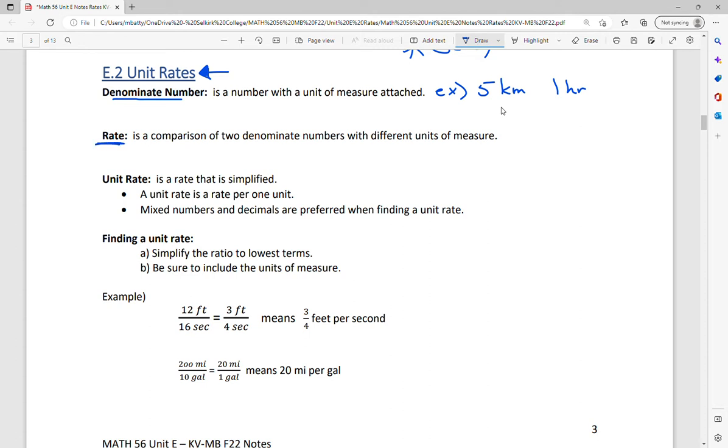So a rate, we've already talked about this, is a comparison of two denominate numbers with different units of measure. So as the example here, that's 5 kilometers per hour. A unit rate, and this is the one that we do intuitively, is simplified so that it's rate per 1 unit. So it's 1 hour in there, or it's 1 gram of food or whatever, or 1 package of Annie's or whatever it is, right? Mixed numbers and decimals are preferred when finding a unit rate. The cool thing about this is that calculators are possible, right?